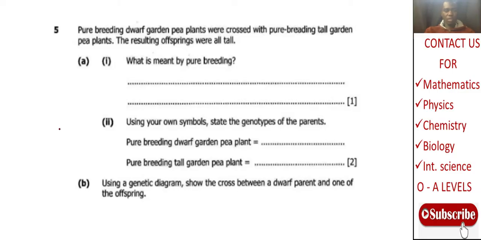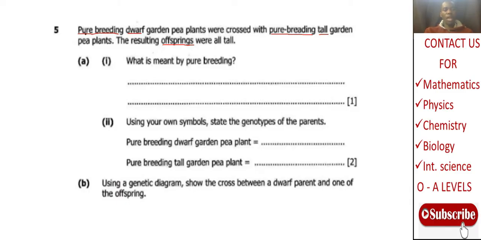Now it is very important that we analyze the questions as we go through. So here are some keywords. We've got pure breeding, then we've got dwarf here, then we also have another word here, as you can see, this is pure breeding. Then we've got tall. These words are some of the keywords that you can use to answer the question, including this word here, offsprings. Okay, so we'll start by explaining what the word pure breeding means.